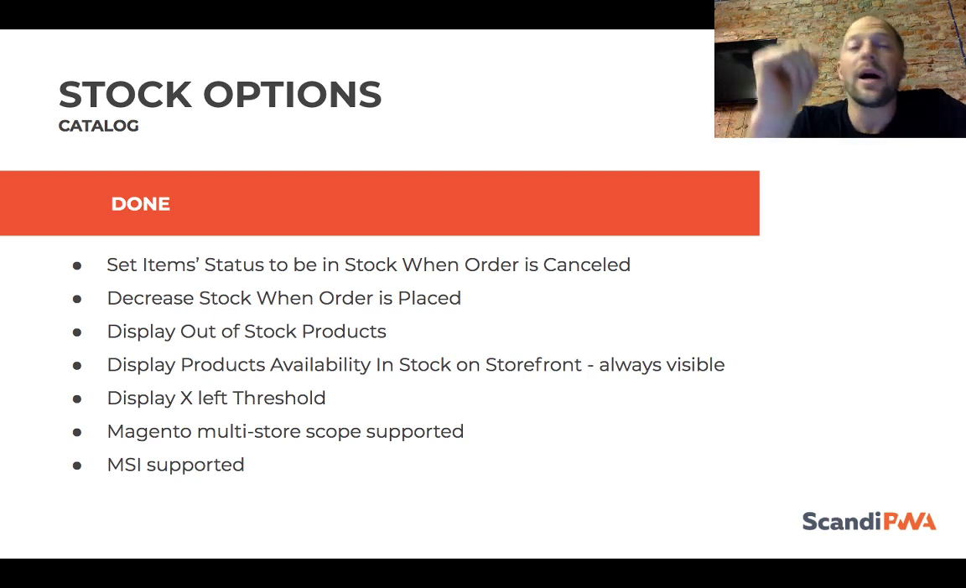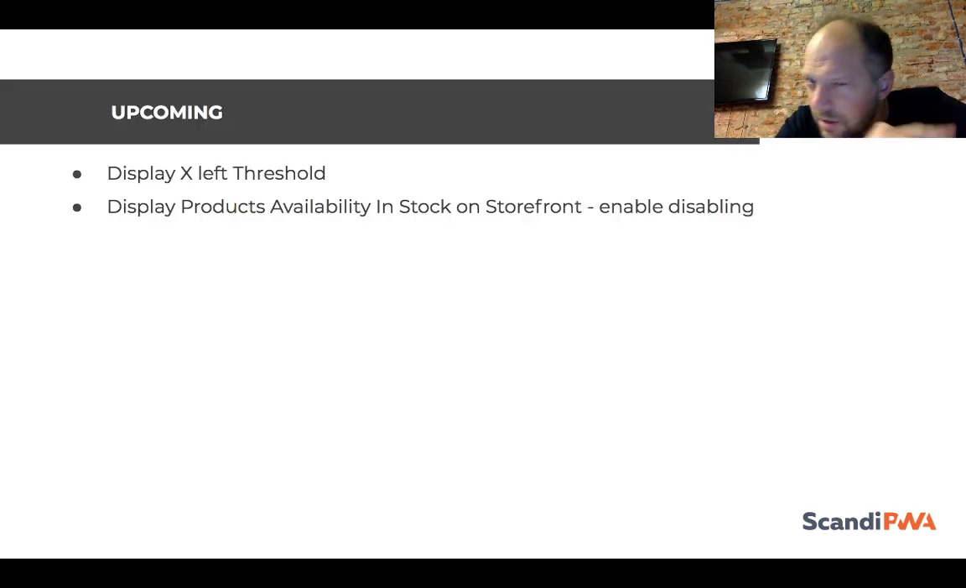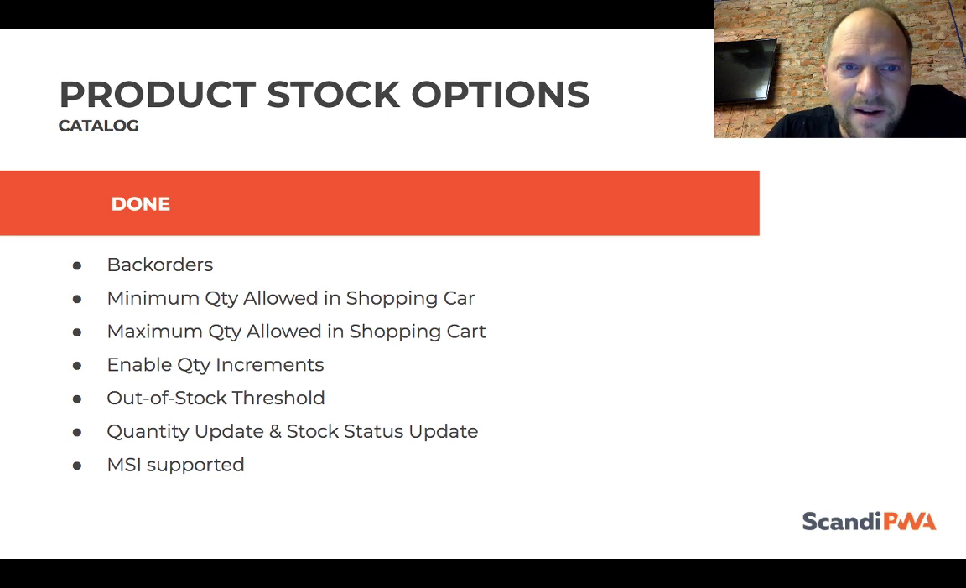Alex, one thing, we have a typo there, so we can just fix it on the level of presentation. We have display X left threshold, instead it should be out of stock threshold. It's on stock options in catalog line 5. You can just compare with the spreadsheet and see what is expected to be there. Okay, well, our feature list is pretty large, sorry for mistakes.